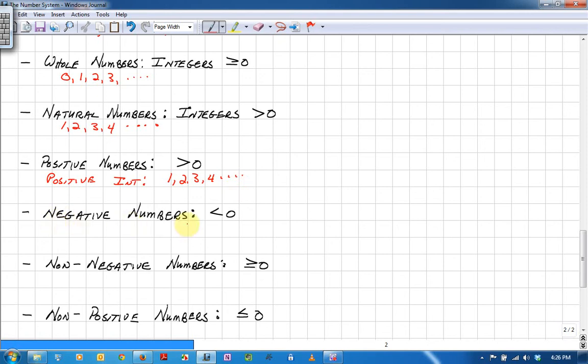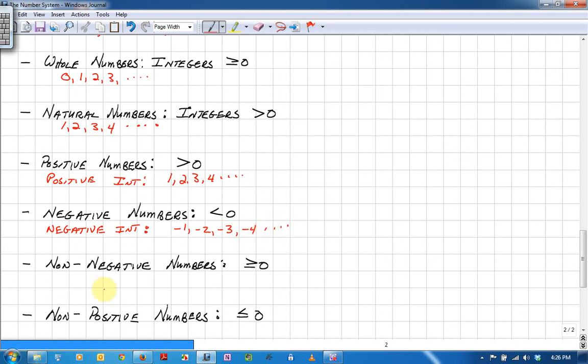Also, a negative number would be any number that's less than 0. If we want to look at the negative integers, those would be the numbers that are negative and do not include 0. So we could say -1, -2, -3, -4, and so on and so forth. Those would be the negative integers.